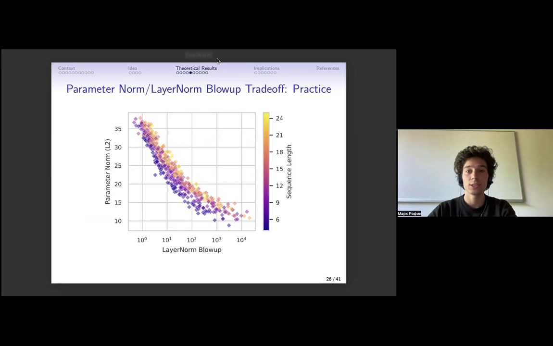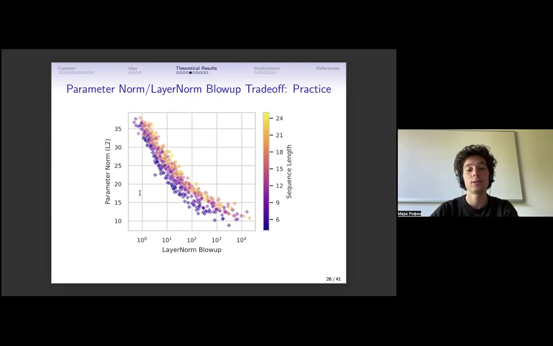And in practice, you can really spot that this happens. So this is the plot of results of experiments where we trained different small transformers for parities of different input lengths, which is the same as just functions of different sensitivity. And you can spot that the parameter norm and layer norm blowup trade-off really exists. So if you have a model with low parameter norm, say 10, then the layer norm blowup will inevitably be high, and vice versa. If the layer norm blowup is low, then the parameter norm must be high.